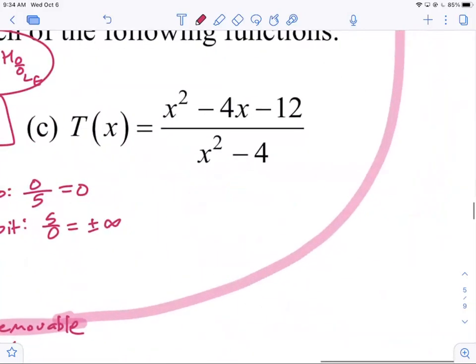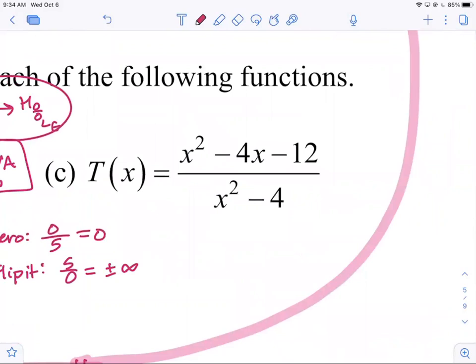Okay. Let's see if we can get this one factored right away. This one's t of x, okay? Let's find the domain. We know that x squared minus 4 cannot be 0. That means (x minus 2)(x plus 2) cannot equal 0.